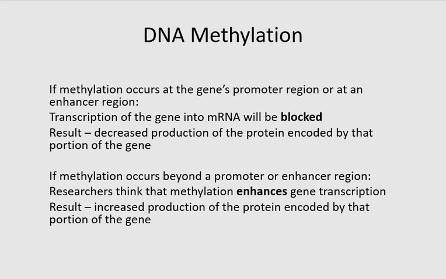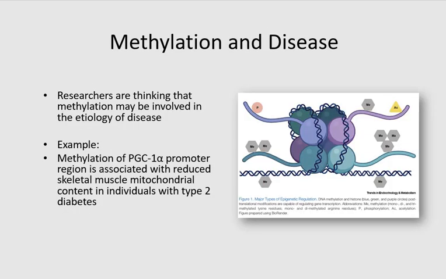Now, if methylation occurs at the gene's promoter region or at an enhancer region, the transcription of the gene into mRNA will be blocked. The result is decreased production of the protein encoded by that portion of the gene. If methylation occurs beyond a promoter or enhancer region, the researchers think that methylation enhances gene transcription. The result is increased production of the protein encoded by that portion of the gene.